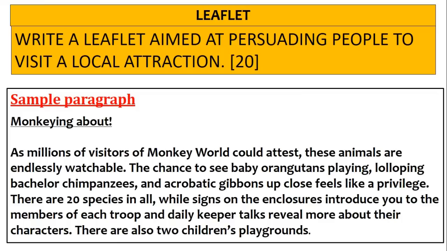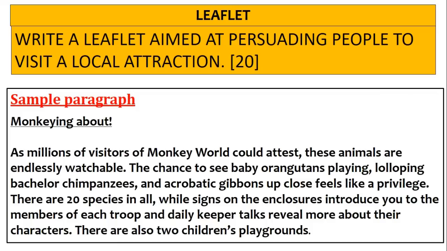a privilege. There are 20 species in all, while signs on the enclosure introduce you to the members of each troop, and daily keeper talks reveal more about their characters. There's also two children's playgrounds. So I've given lots of information because I need to tell the reader the information about the park. But I've also used persuasive language.